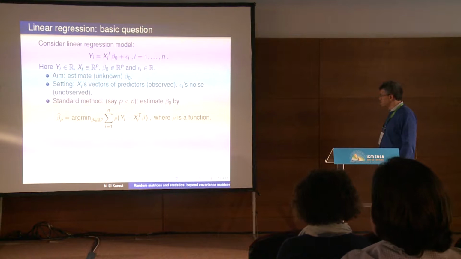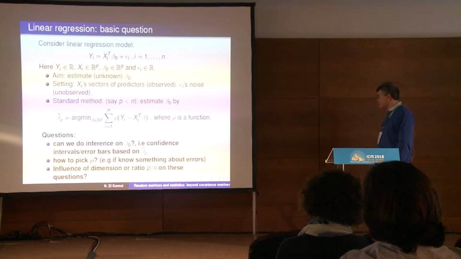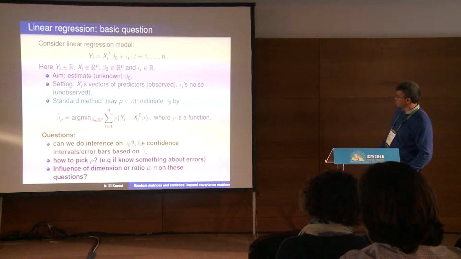Rho is the loss function. My questions are the same as before. Can I do inference on beta naught? Or another way to say that is, can I put error bars on beta hat rho? Okay. This is to decide whether some coordinates of beta naught are zero, for instance. Another question is how to pick the loss function if I know a little bit about the structure of the model. And then what's the influence of the dimension or the ratio p over n on all these questions? Okay. How to pick rho?